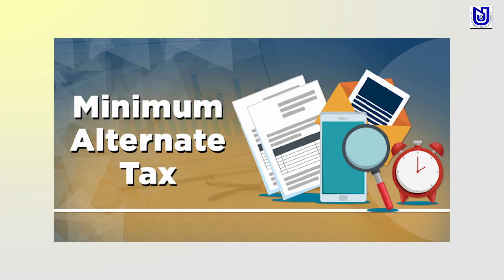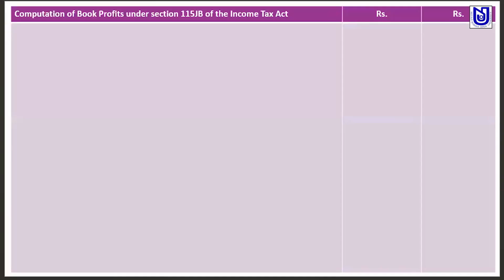You see there is a problem, and I will be sharing a screen so that you can understand how the additions are being made or not. Today we will be taking the problem or example given in 1.3 on page number 20 so that we can compute whether 115JB will be applicable or not in the case of TK Limited. Here we read the problem.